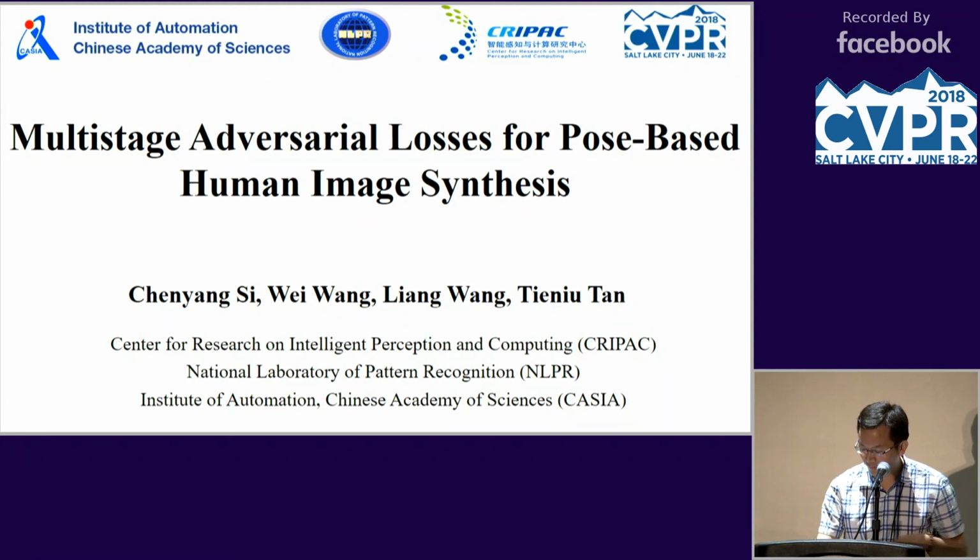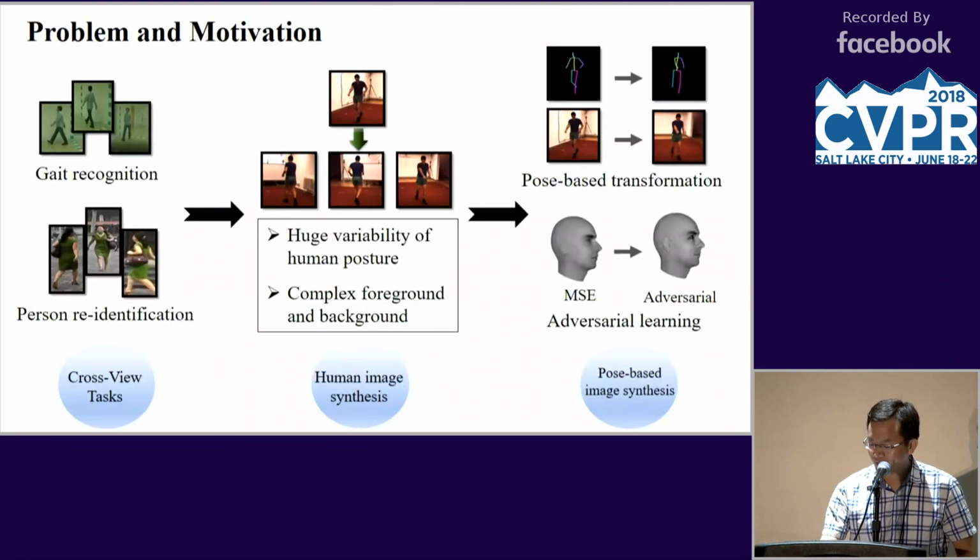Hi, I'm Wang from the National Lab of Pattern Recognition in the Institute of Automation, Chinese Academy of Sciences, and will present our work, multi-stage adversarial losses for pose-based human image synthesis. As we know, synthesizing cross-view human images is a very important problem. It can help to solve cross-view vision tasks, for example, gait recognition and person ID.